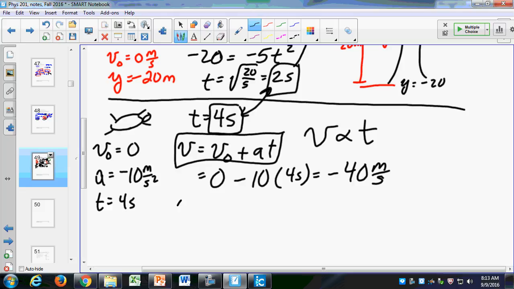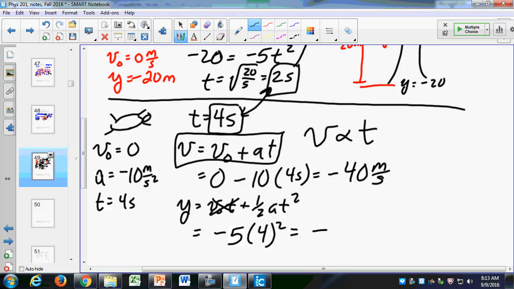Now also let's find out what is y. This goes away because v naught is equal to 0. I get negative 5. That's half of negative 10 times t squared, which is 4. That's 5 times 16, negative 80 meters.